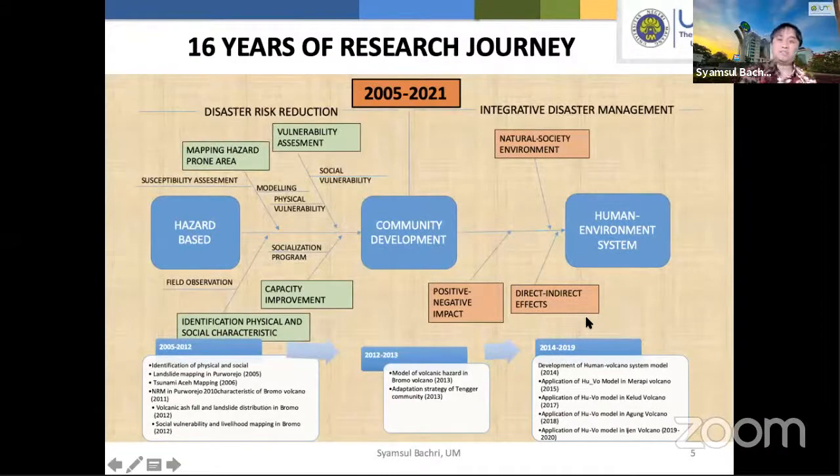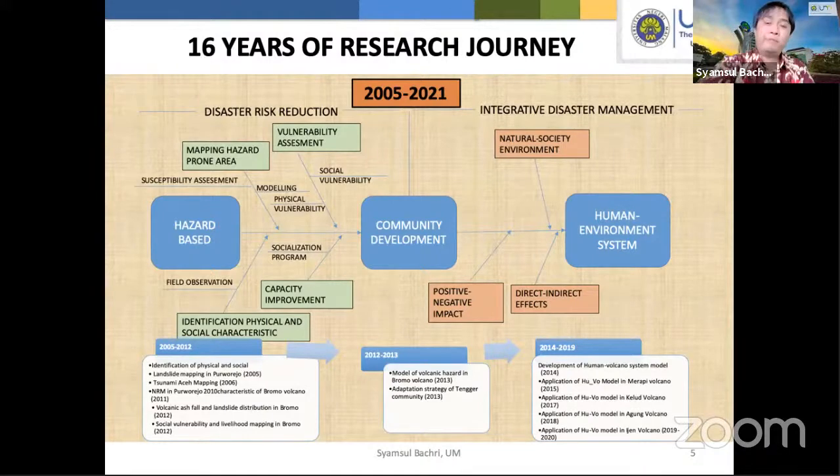16 years of the research journey. So I try to give the brief background of me and my research, what I have done. I started researching in disaster areas in 2005. I don't know, in 2005 maybe all of you were in senior or junior high school. I'm not sure because the participants are really diverse.